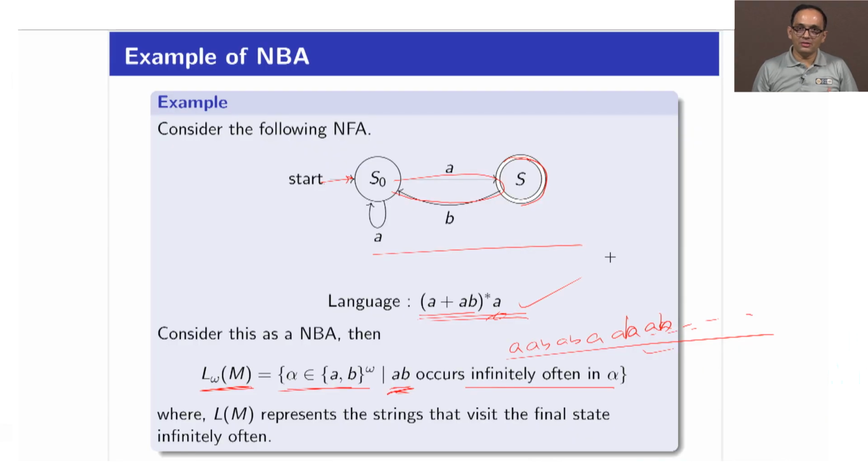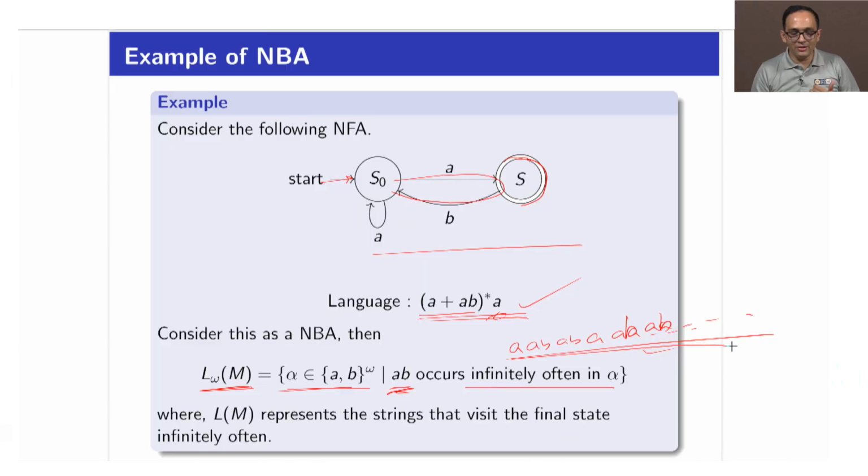Okay. So, you can see that for the same automata, if I consider this as an NFA, the kind of word that is accepted is different from if I consider the same machine as a Büchi automata. The word that will be accepted by the same model will be different because the acceptance condition is different for both of them, right.